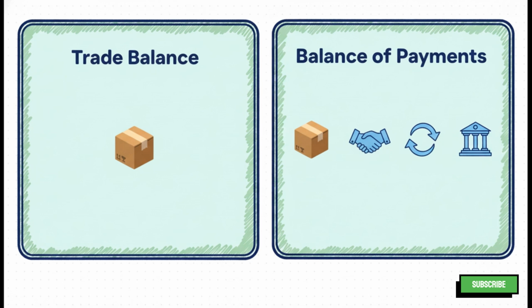It's really important not to confuse this with the balance of payments. The trade balance is a narrow concept, just looking at goods. The balance of payments is the big picture. It's a much broader concept that includes everything. Goods, services, capital, transfers, the whole shebang.